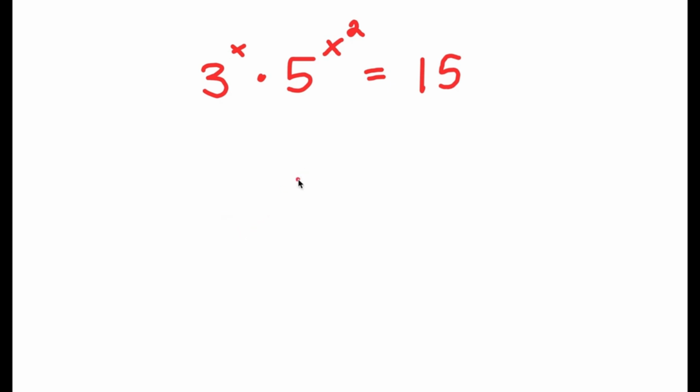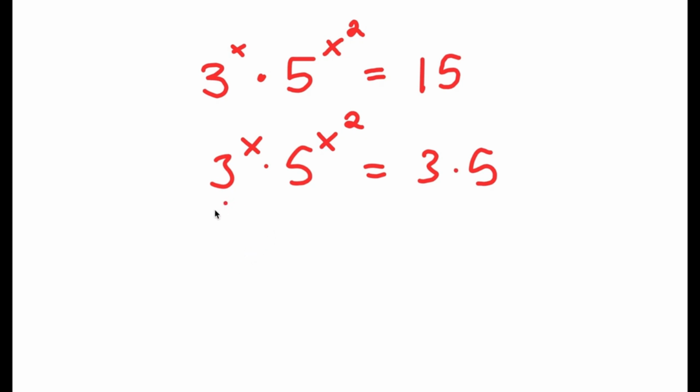Alright, so in this problem, I have 3 to the power of x times 5 to the power of x squared is equal to 15. So to solve this, I'm going to first start by rewriting 15 as 3 times 5. So now I have 3 to the power of x times 5 to the power of x squared is equal to 3 times 5.